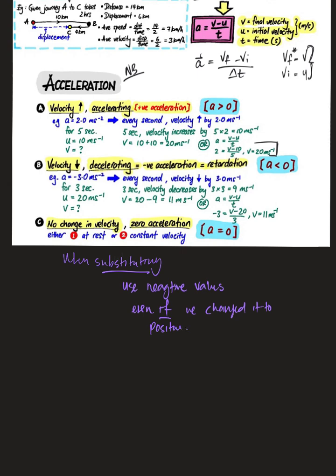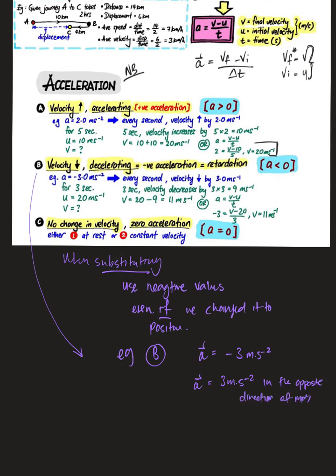Right? Let's say, for example, and I'm looking here at B. For B, can you see that the acceleration there is equal to -3 meters per second squared? This means that the acceleration is equal to 3 meters per second squared in the opposite direction of motion. Right? In the opposite direction of motion. That's all that it means. But when I put this into any formula, because it was in the opposite direction of motion, I must use the negative values. Very important.